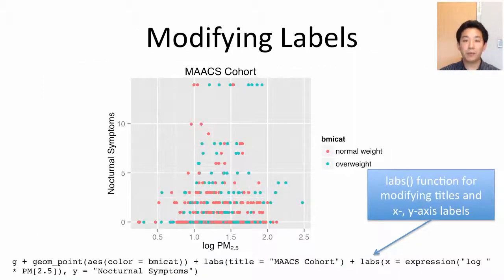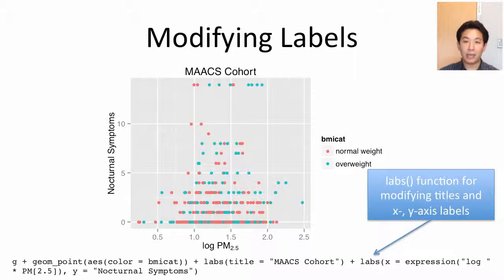You can modify the labels with the labs function. I've called the labs function a few different times. I've added on to my basic plot. The g object, remember, is just the data frame plus the x and y coordinates. Here I've added the geom_point function, and I've assigned the color variable to BMI category. So now the 2 different BMI categories are in 2 different colors.